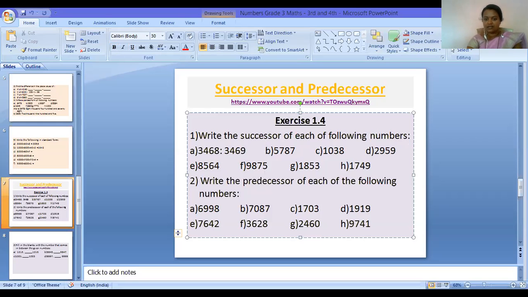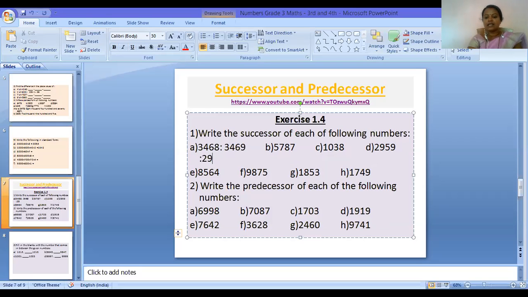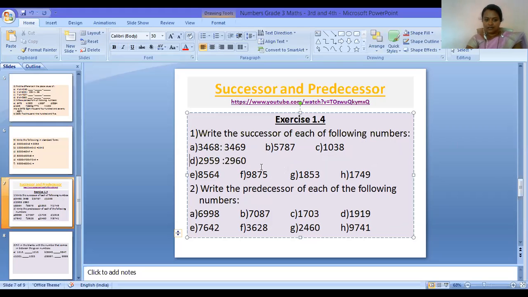Let us try with the next one. Say I will take question D. What is the successor of 2959? So we have 2959. When we add 1, the next number would be 2960. Right? So this is the answer for the successor. Let's head ahead to the predecessor.